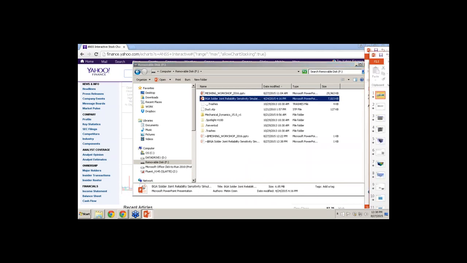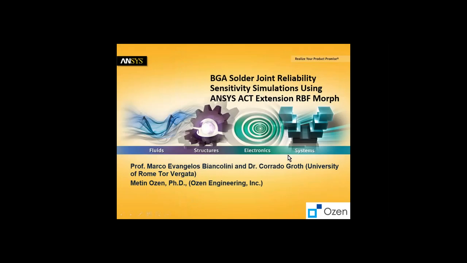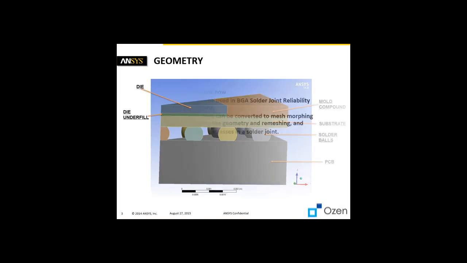Then finally, I'd like to talk about this presentation that we did at the ANSYS conference. This is BGA solder joint reliability sensitivity simulation using what's called RBF morph. What's the purpose of this presentation? This is again in meshing. Here we have a geometry: a PCB, solder balls, substrate, mold compound, a die, and underfill.